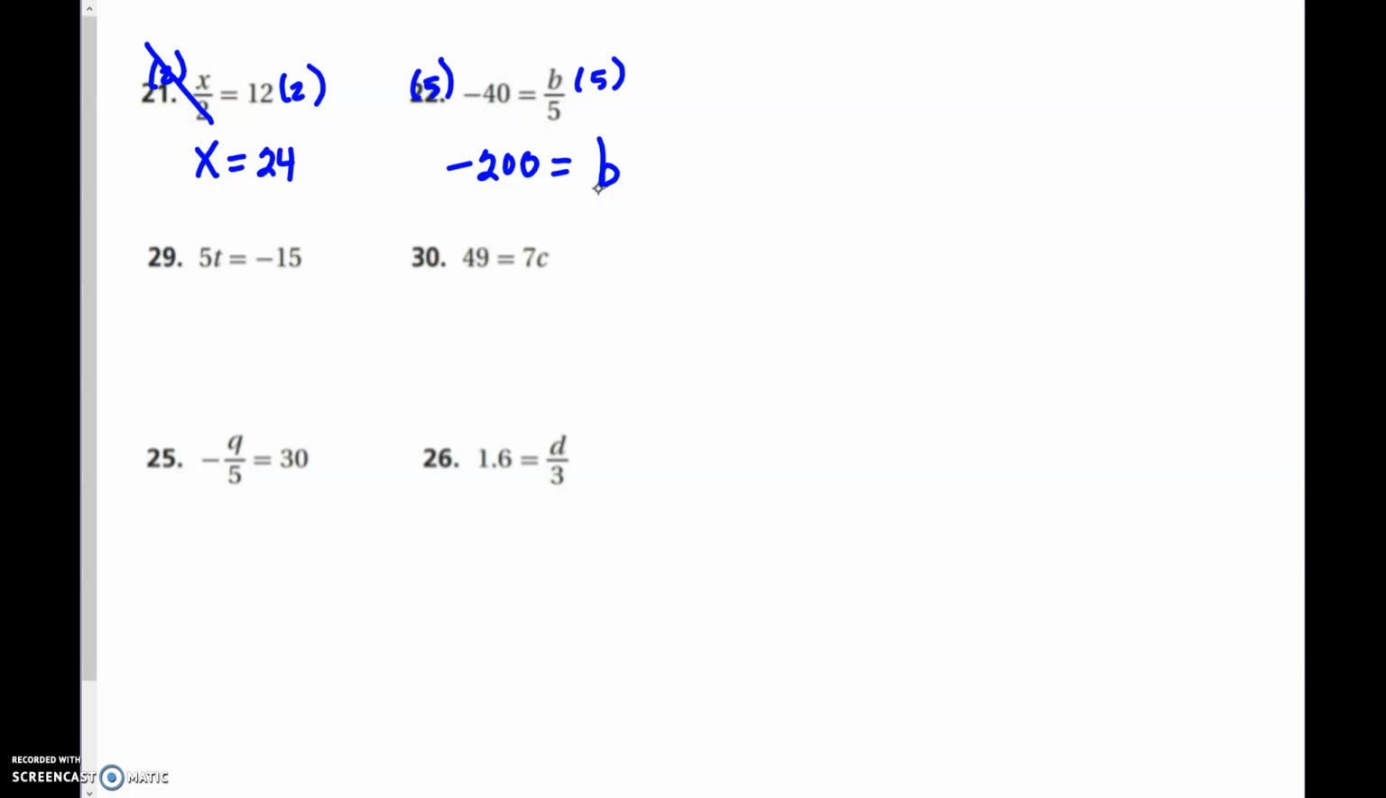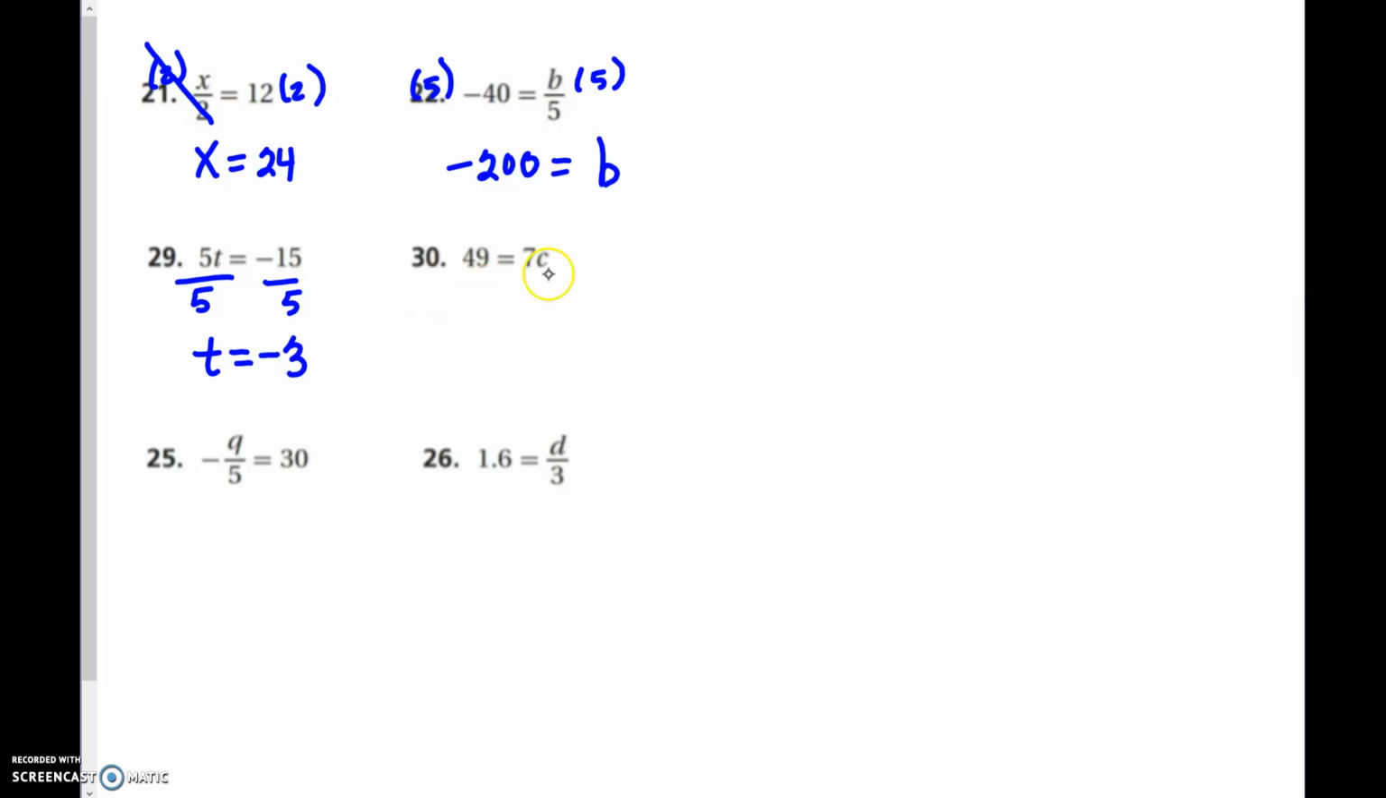Number 29 says 5 times T. The opposite of times is divide. So we're going to divide both sides by 5, and T equals negative 3.